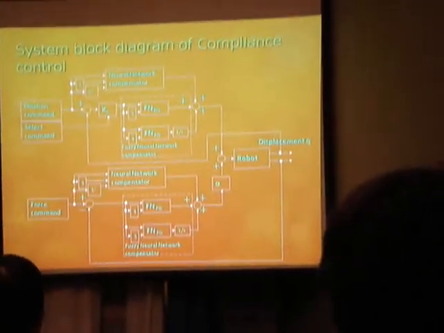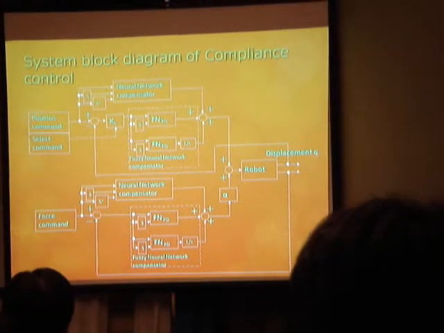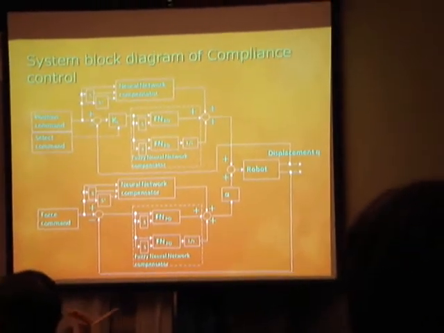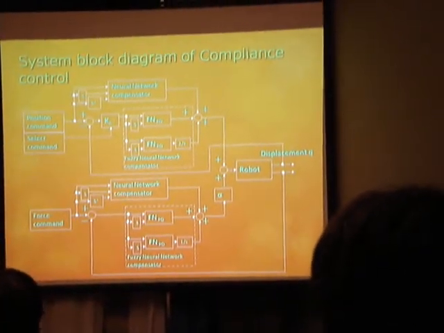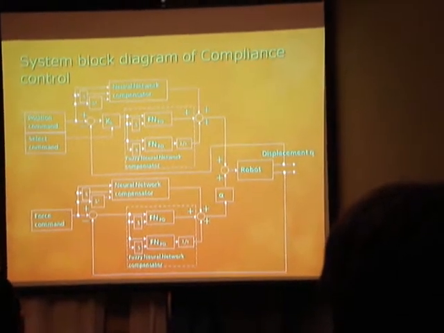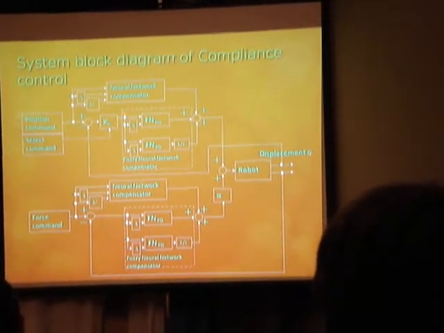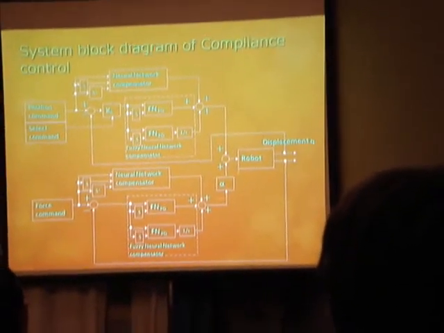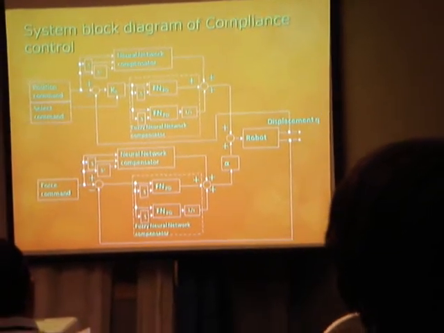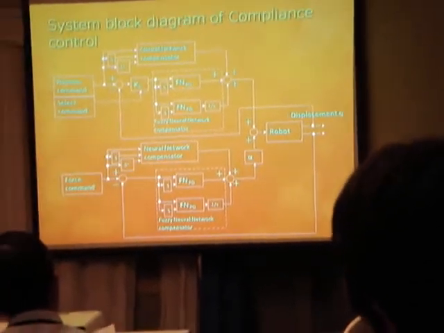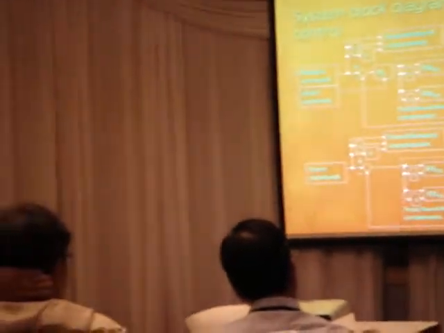This is the system block diagram of compliance control. This part is motion control and this part is force control. Please pay attention to the parameters called KH and alpha. These are select commands. If gauge equals 1, then alpha equals 0.